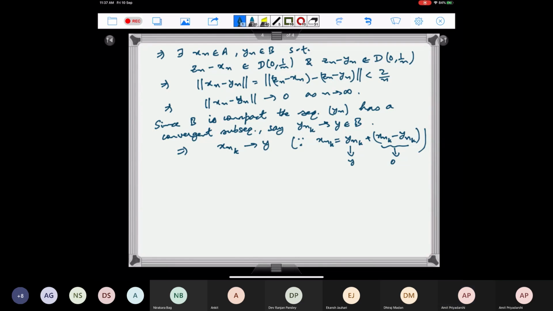So this means that y is a limit point of A, but A is given to be closed. Since A is closed, we must have that y belongs to A. So what we got is that this limit y is in B as well as A. This implies A intersection B is non-empty, which is a contradiction.